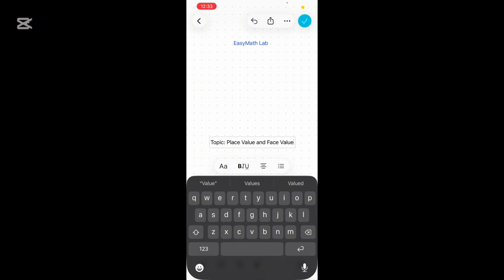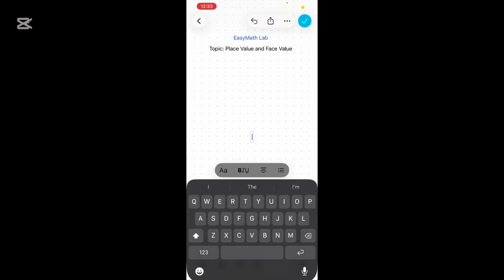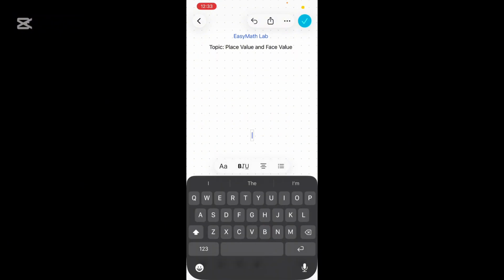So I'd like us to begin with the less complex one, which is face value. We'll quickly talk about what a face value is and give examples. Then we move to place value.